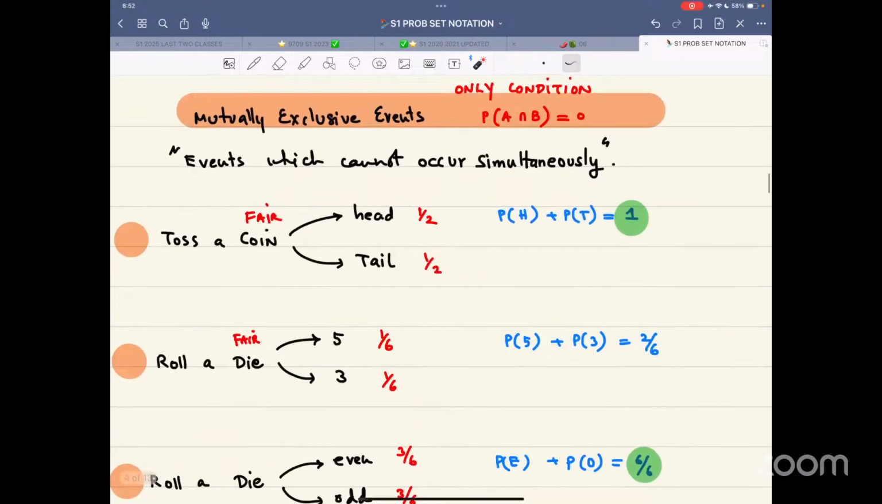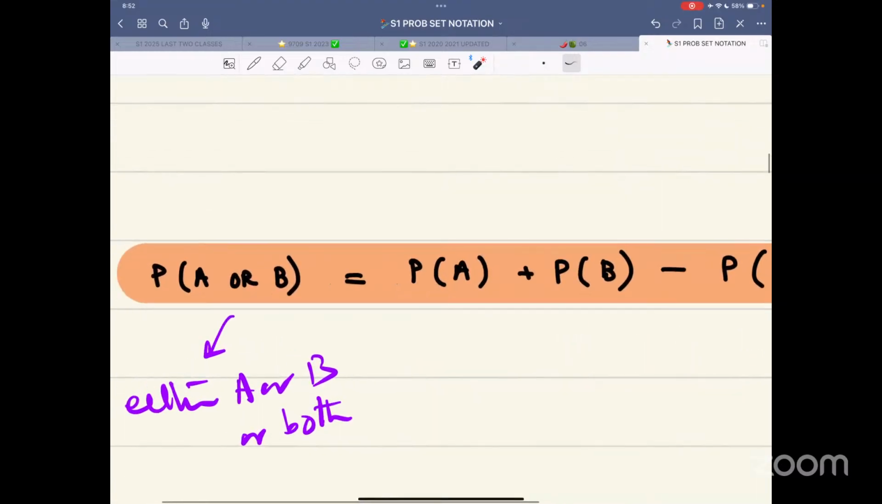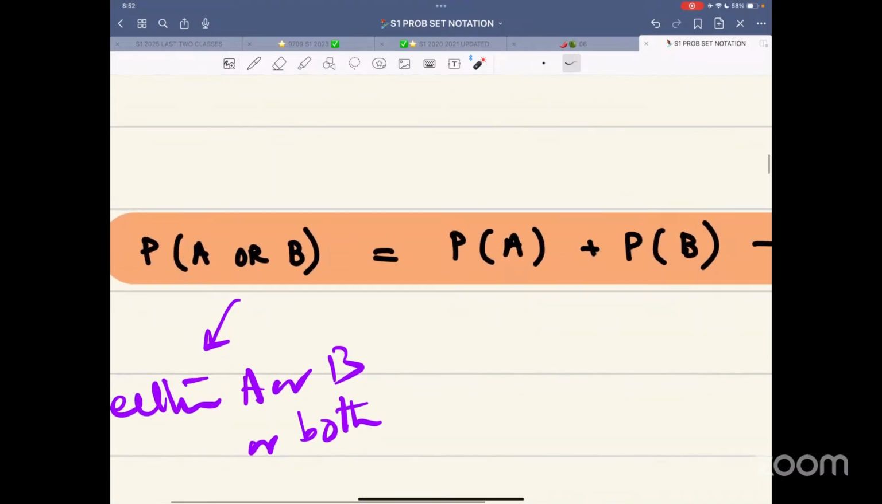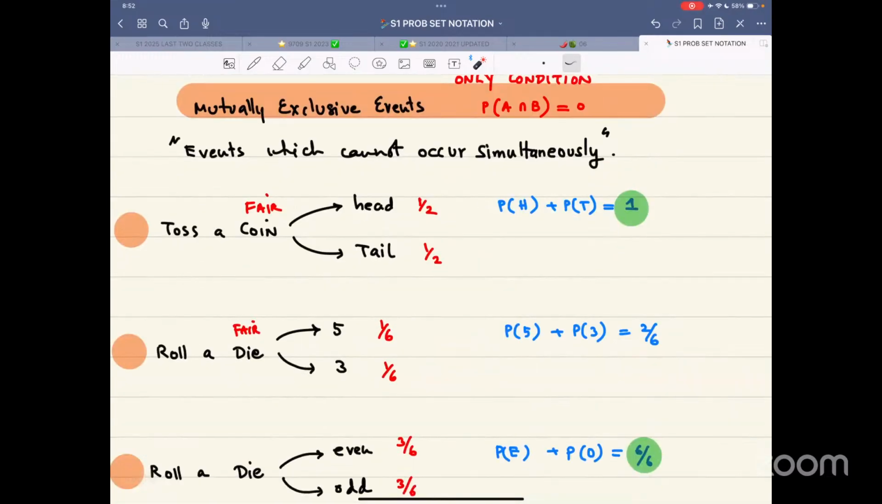Now, let me revise this thing and let me show you some small questions on this. Mutually exclusive events, probability of A intersection B is 0. That is the only condition. There is no other condition. Because of this, the formula reduces to this. That is simple addition. That is something else. That is the output. That is the byproduct. But the condition is what? A intersection B is 0. What is the definition? Events which cannot occur simultaneously. Toss a fair coin, you get a head or a tail.